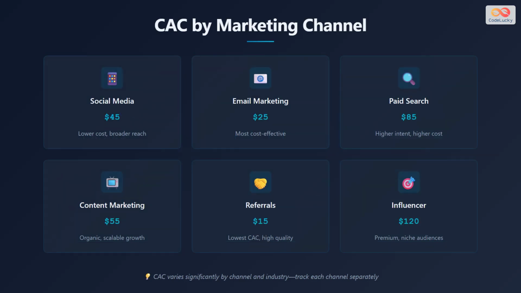Here's something important. CAC varies dramatically depending on which marketing channel you use. Email marketing is the most cost-effective at $25 per customer. Referrals are even cheaper at $15, making them your best acquisition channel. Social media comes in at $45. Content marketing at $55. Paid search is more expensive at $85 because people clicking on paid ads typically have higher intent. Influencer partnerships are the priciest at $120. This is why successful companies track CAC for each channel separately and allocate budget to their best performers.